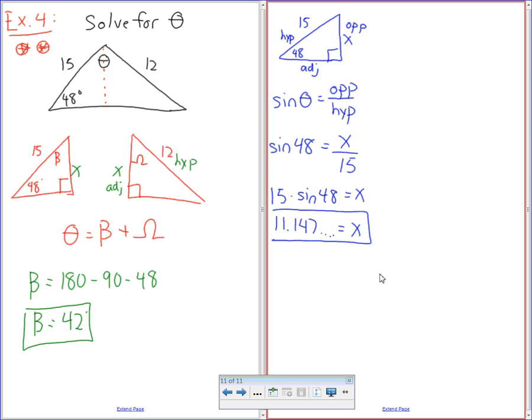So I'm going to draw the second triangle in green here. I have 11.147, and there's going to be your omega, and there's going to be your 12. And there's the right angle. Okay, Olinger, since I haven't picked on you today, can you tell me what's the opposite, the adjacent, and the hypotenuse, please, for that triangle?